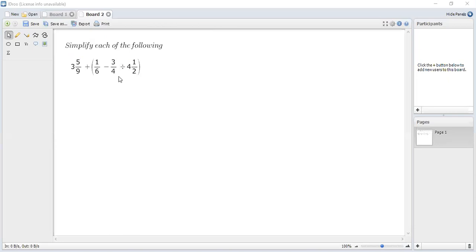Then when you get the answer, you subtract it from the 1/6. When you get the answer for everything in the bracket, you add it to the 3 and 5/9. Is that clear to everybody? Let me write it down, because people are going to say they never understood.